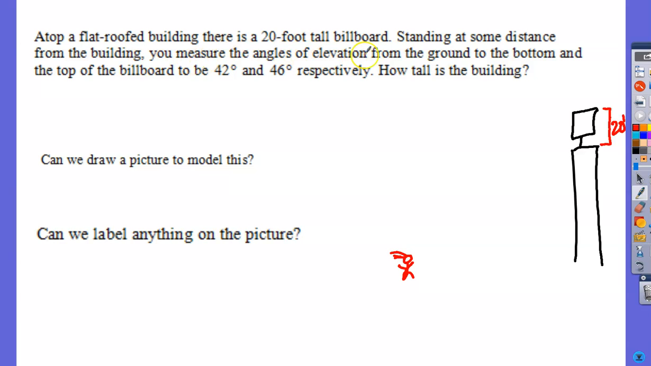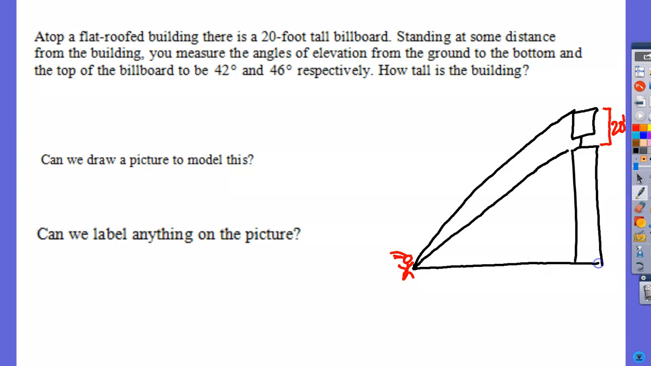You measure the angles of elevation from the ground to the bottom and then to the top of the billboard to be 42 and 46 degrees. How tall is the building? So this is what you measured: the angle of elevation from you to the bottom, and then from you to the top.